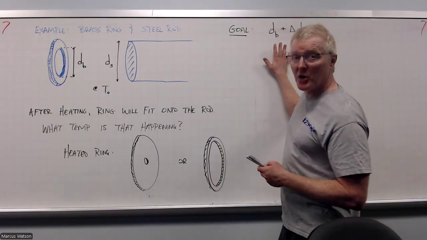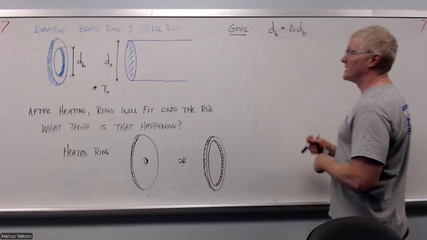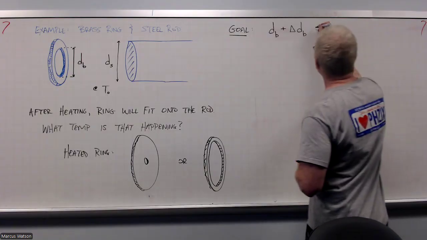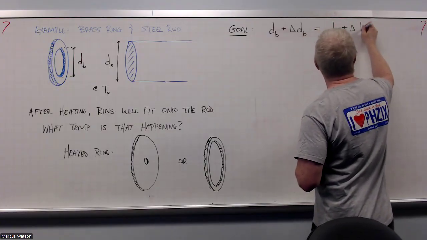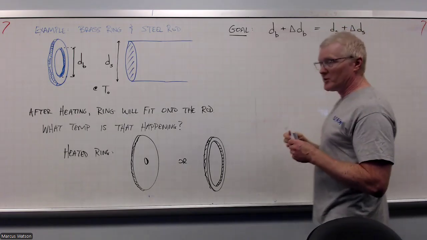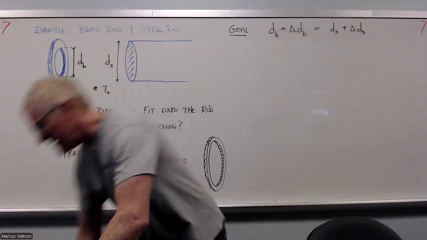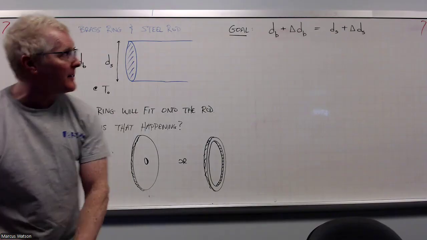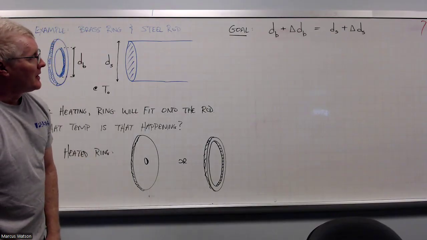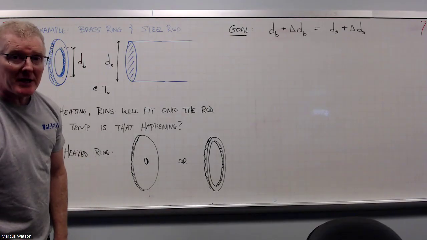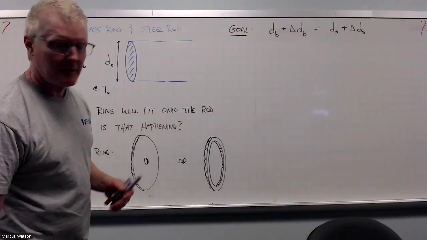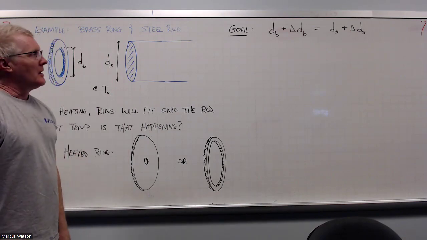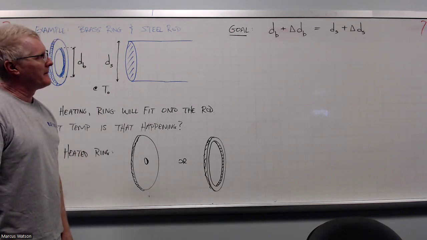My goal, back to the goal. All right, back to the goal. The brass ring diameter should equal the steel diameter at this new temperature. Okay, so what I'm doing is I'm writing out what is the new diameter at the hotter temperature. Okay. All right.